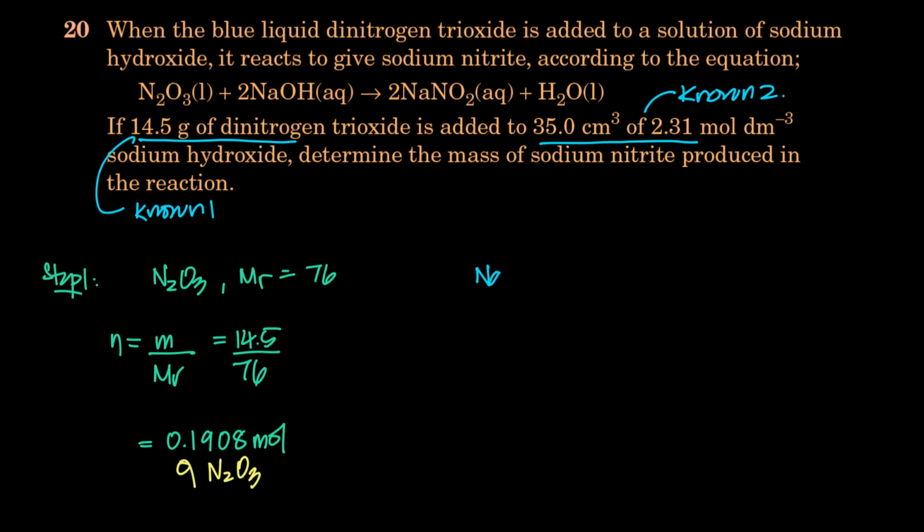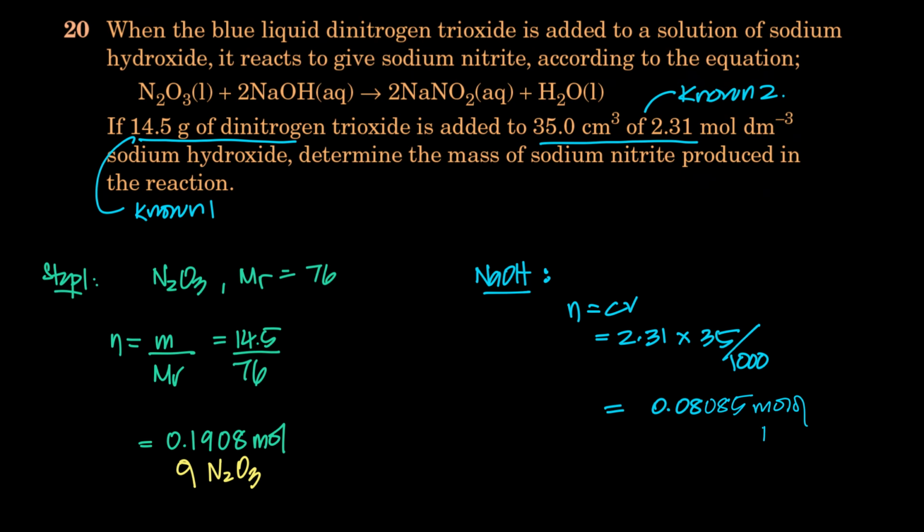Now we go on to finding the moles of NaOH, whose volume and concentration we have been given. So number of moles is concentration times volume. Concentration is 22.31, times volume is 35 over 1,000. And this gives you the moles of NaOH, which happen to be 0.08085 moles of NaOH. So now you have the moles of both your knowns, NaOH and N2O3.